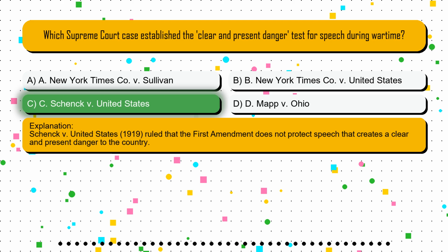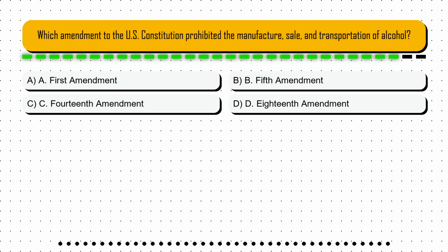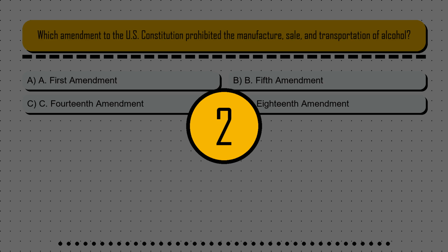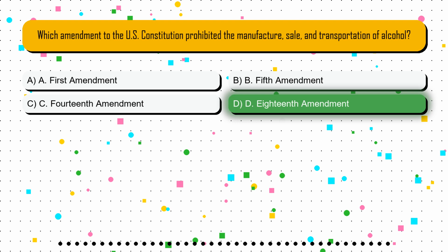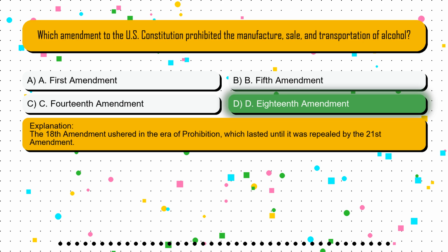Question 9. Which amendment to the U.S. Constitution prohibited the manufacture, sale, and transportation of alcohol? Option A. First Amendment. Option B. Fifth Amendment. Option C. 14th Amendment. Option D. 18th Amendment. The correct answer is option D. 18th Amendment. The 18th Amendment ushered in the era of Prohibition, which lasted until it was repealed by the 21st Amendment.